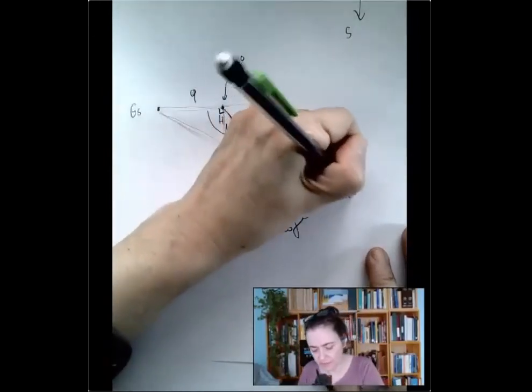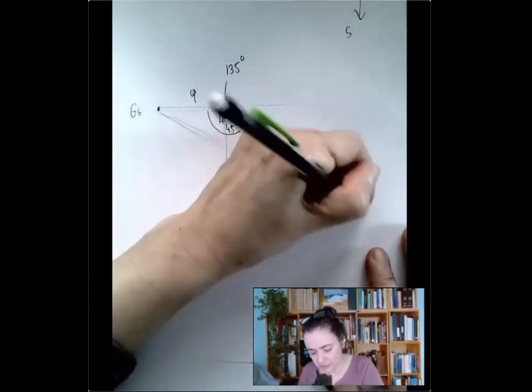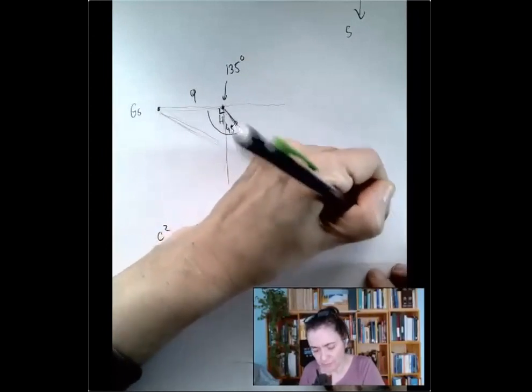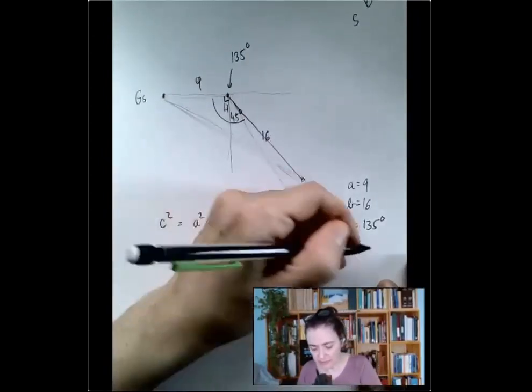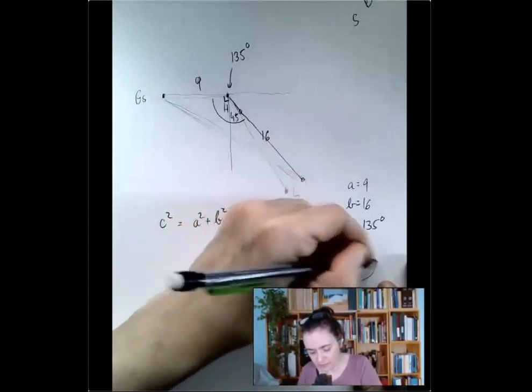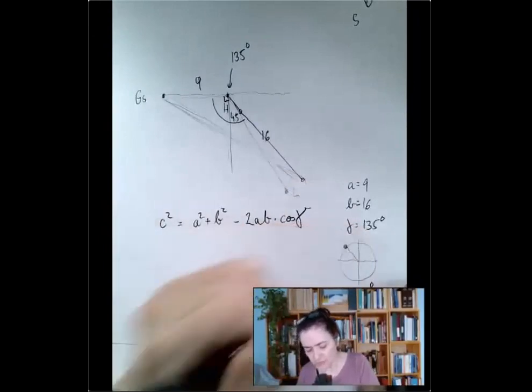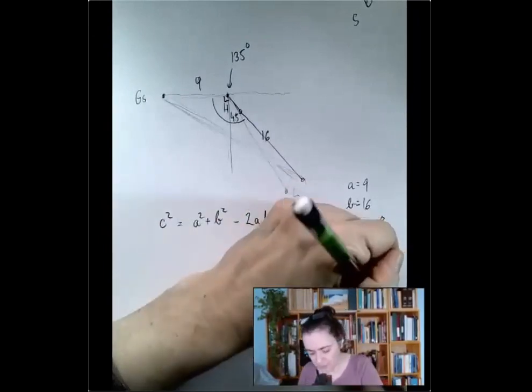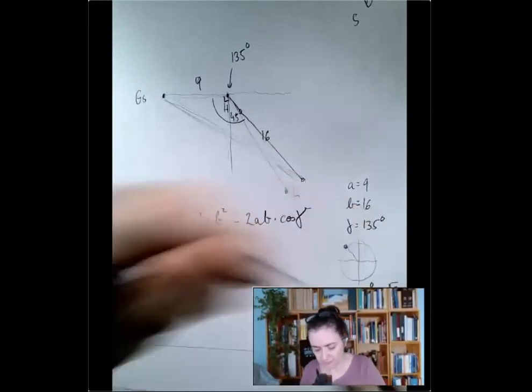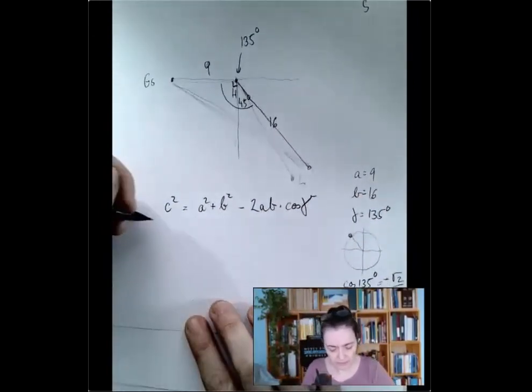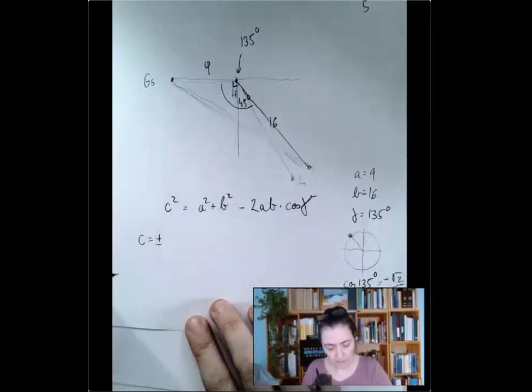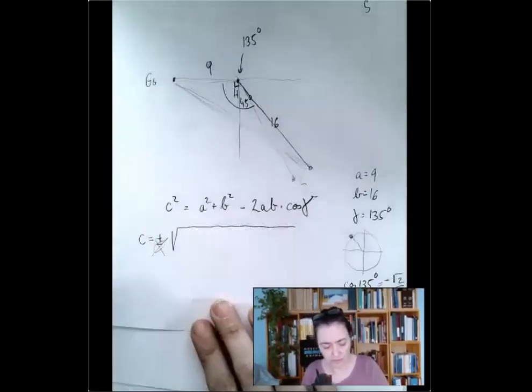And so we're ready. a equals 9, b equals 16, and gamma equals 135. And let's just notice that this is kind of a famous angle, so we could actually get the exact value. Cosine of 135 is the opposite of cosine of 45. So it's negative square root of 2 over 2. And so c, the distance, is not going to be the negative number that squares to c. So it's just going to be the positive one. We're going to run with it.